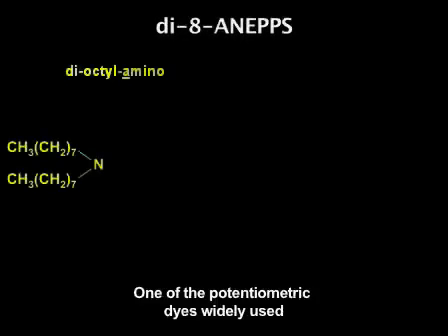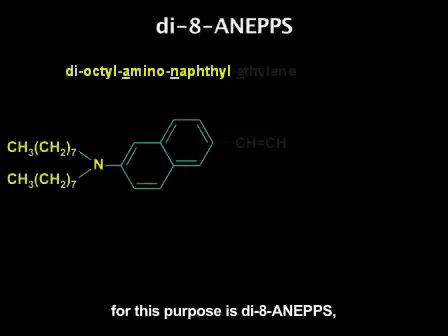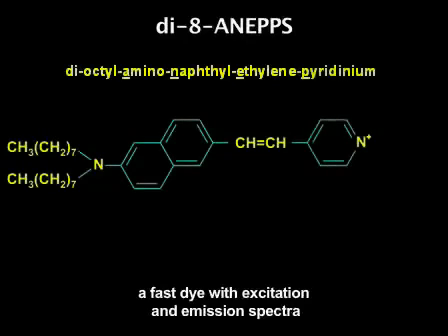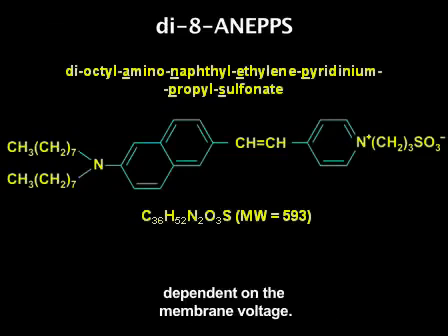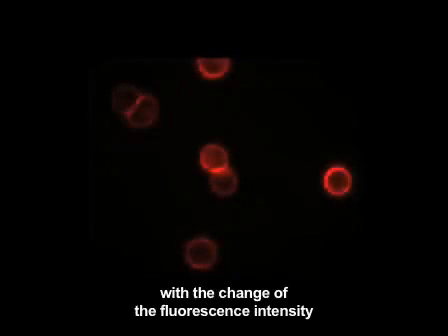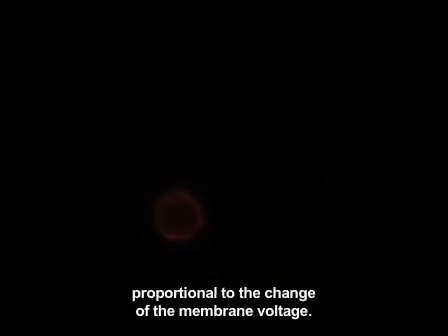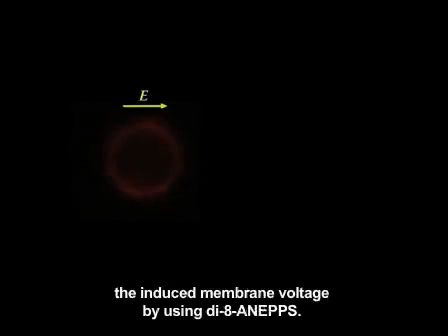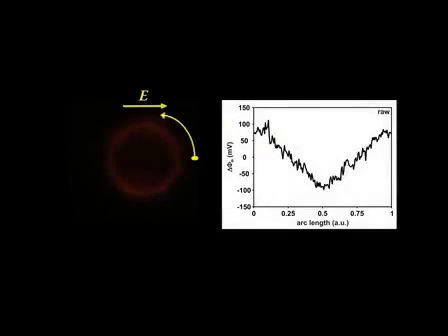One of the potentiometric dyes widely used for this purpose is Di-8-ANEPPS, a fast dye with excitation and emission spectra dependent on the membrane voltage. Di-8-ANEPPS becomes strongly fluorescent when bound to the membrane, with the change of the fluorescence intensity proportional to the change of the membrane voltage. This video shows the protocol for measuring the induced membrane voltage by using Di-8-ANEPPS.